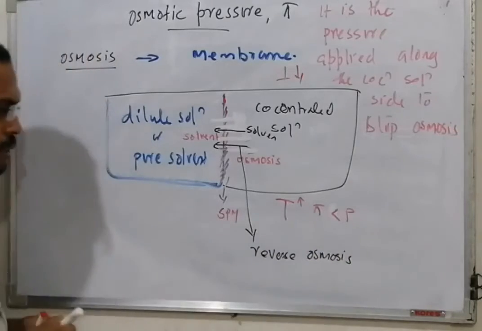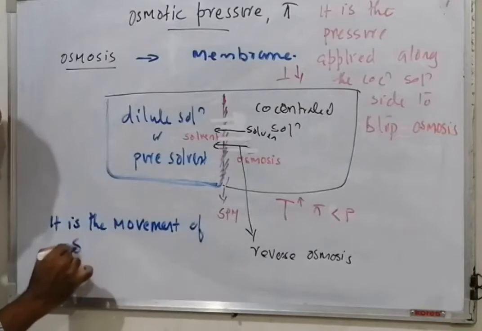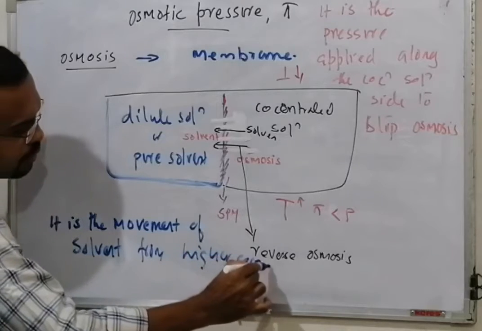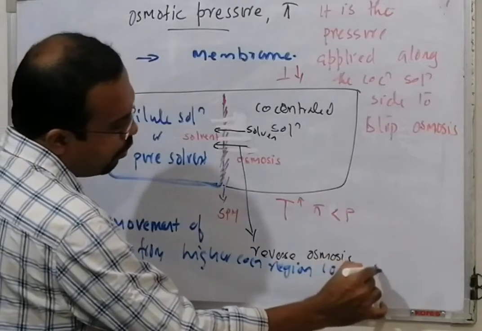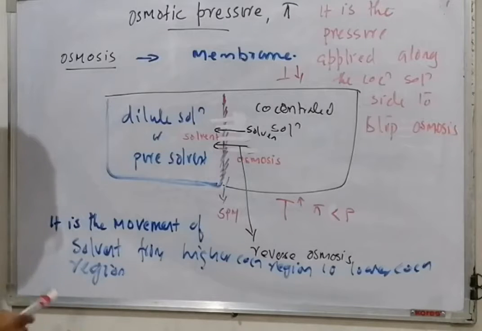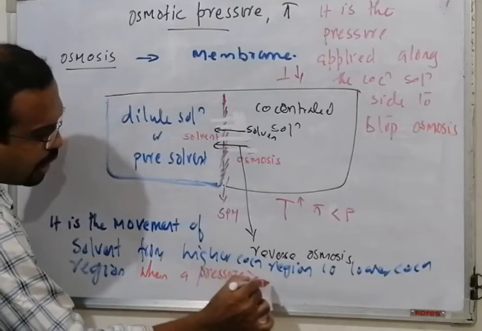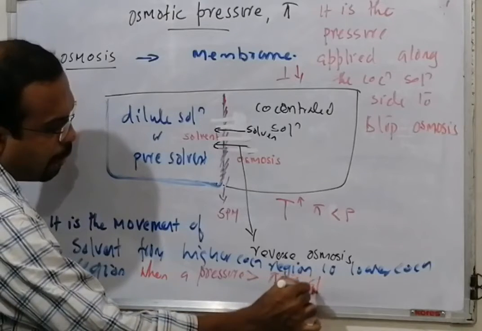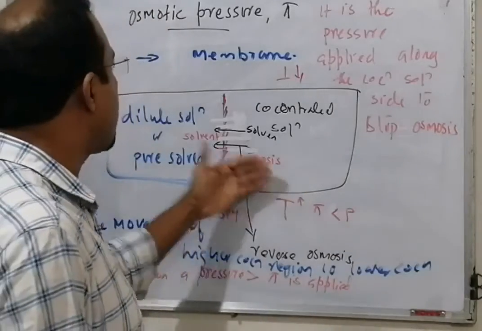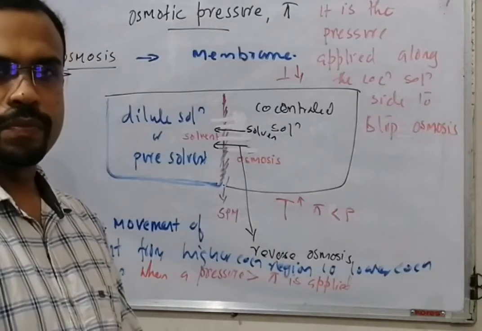What is reverse osmosis? It is the movement of solvent from higher concentration region to lower concentration region when a pressure greater than osmotic pressure is applied. Yes, this is called reverse osmosis.